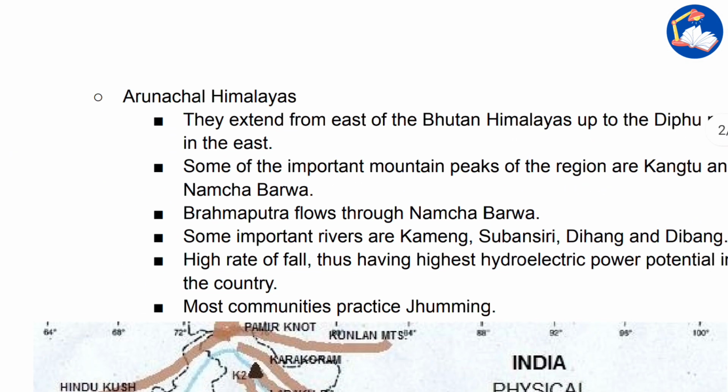Now we come to the Arunachal Himalayas. No need to worry, we have the map down here; I'll explain it with the map also. The Arunachal Himalayas extend from the Bhutan Himalayas in the west to the Diphu Pass in the east. Some important mountain peaks of the region are Kangto and Namcha Barwa. Which river flows through Namcha Barwa?